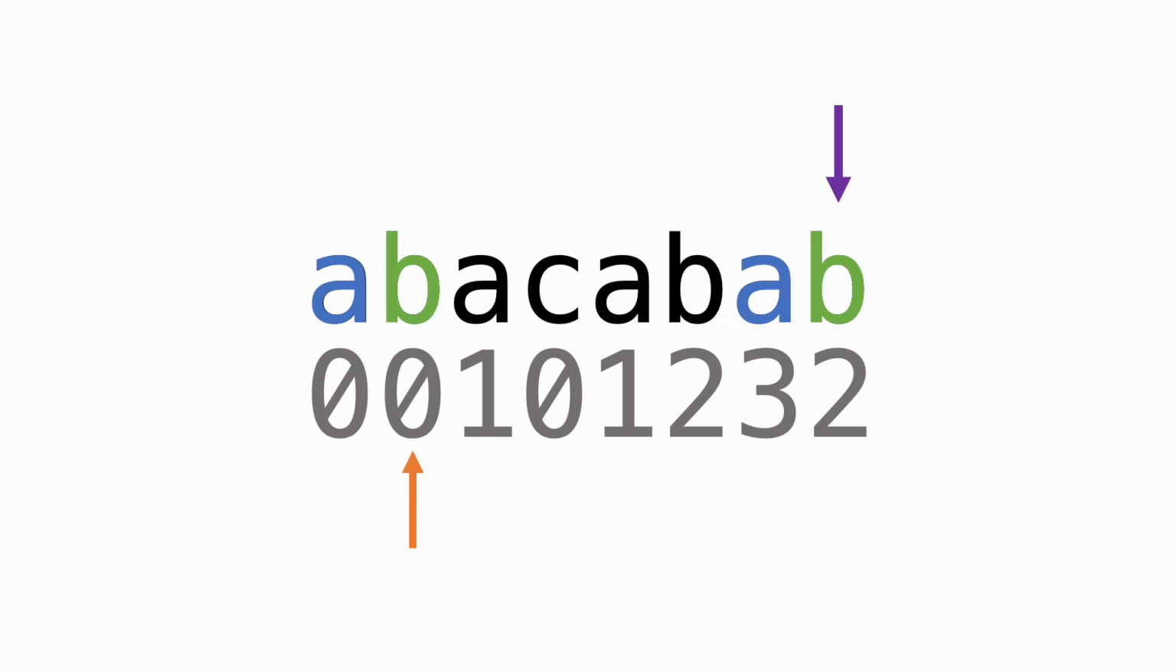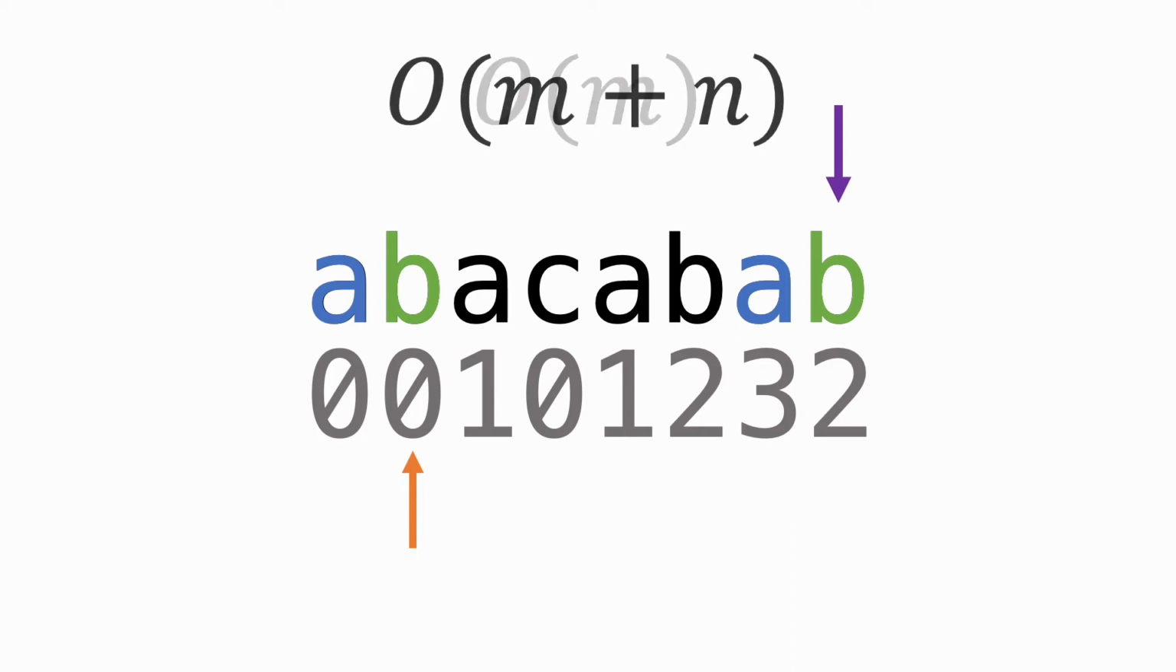If the length of the needle is m, then this part ends up being O of m. So that makes the entire algorithm O of m plus n.